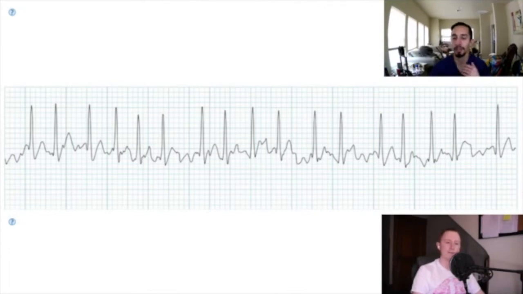Fantastic. And can you walk us through your thought process and what acronym you were considering when you made that decision? Yeah, so this is super important to know both for testing purposes and also it comes up on the wards a lot. The decision of whether or not to anticoagulate somebody for AFib is based off of their thromboembolic risk. And the scoring system that's typically used is the CHA2DS2-VASc score.